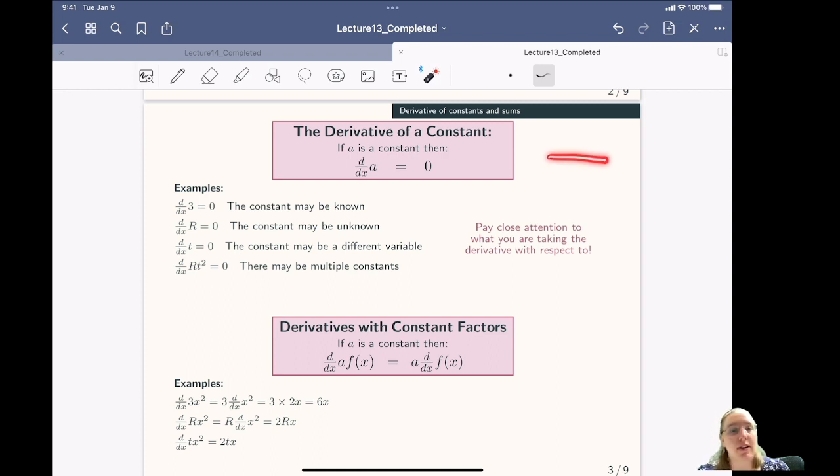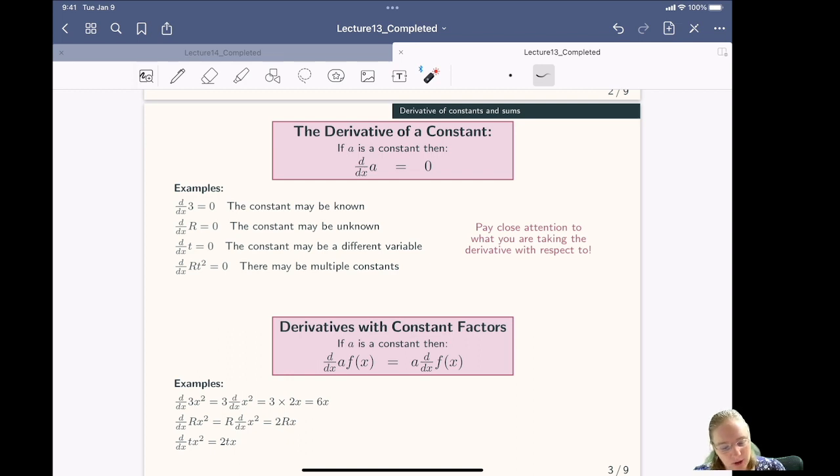Recall this is because the tangent line is flat, and so it doesn't matter what this constant is. If we have d by dx of 3, then that constant is equal to 0. The constant doesn't even have to be known, so imagine that we're taking d by dx of some unknown constant r. That derivative is still equal to 0.